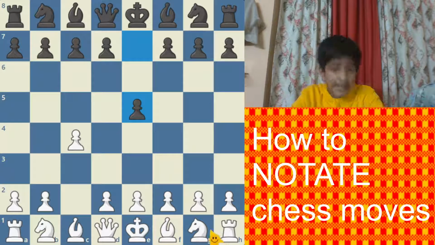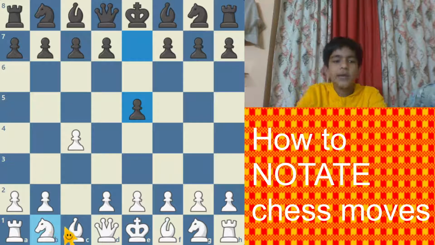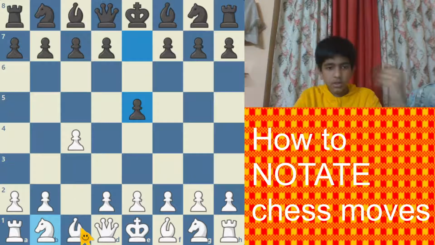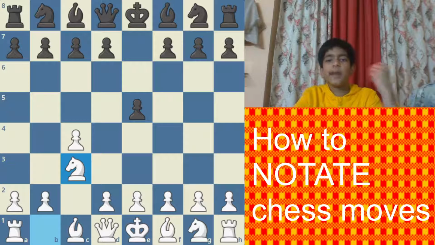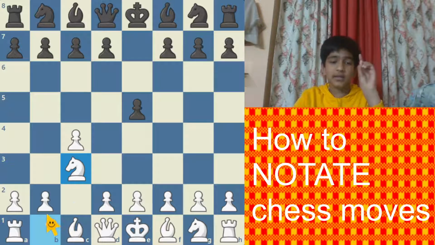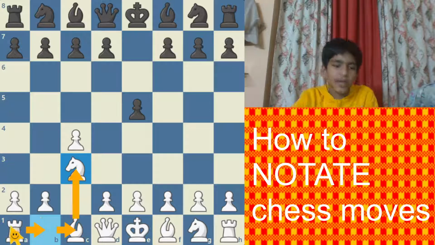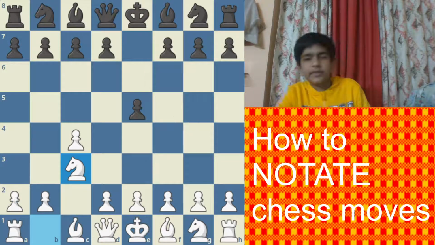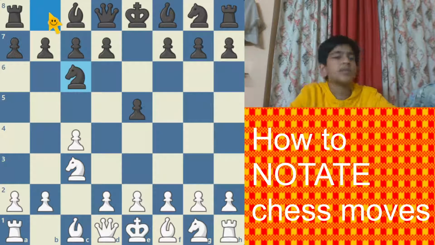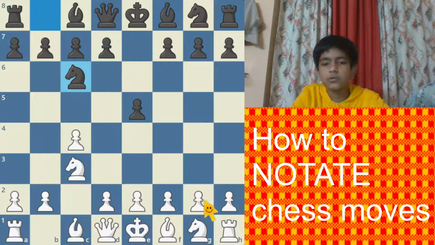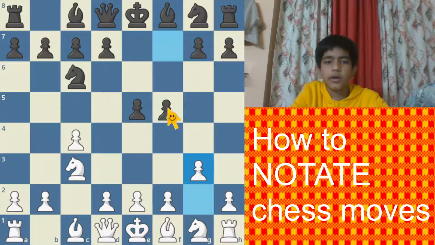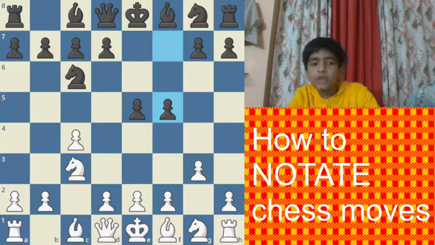Then for knights, you give a capital N and then the square which the knight lands on. Suppose this knight wanted to go here, so it will be capital N. You'll know why it isn't a K, and it's an N. It went to A, B, C, so it's on the 3rd file, and 1, 2, 3, so it's on the 3rd rank. So it's C3. Now knight to C6. And now let's say G3 and F5.